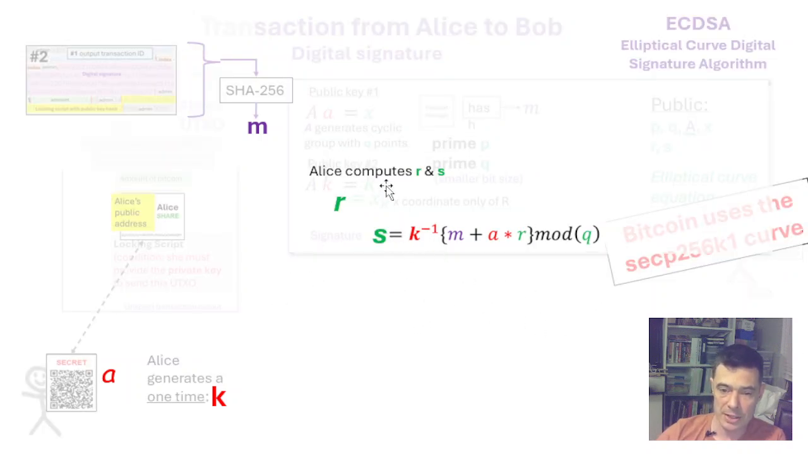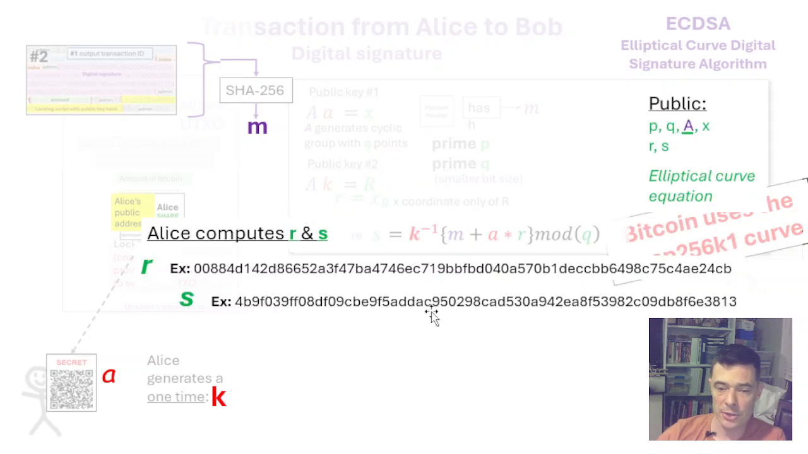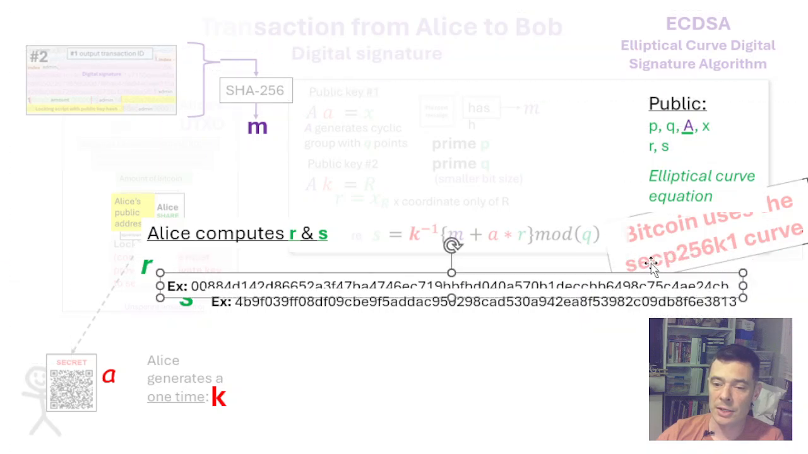What that means is essentially Alice is going to compute R and S, and this is just an example of what R and S can look like. These are long numbers, and these public parameters are commonly known. These are published and available within the SEC. Can't see it here, the SEC P256K1 curve. This is what Bitcoin uses. All these parameters are known and widely published in that.